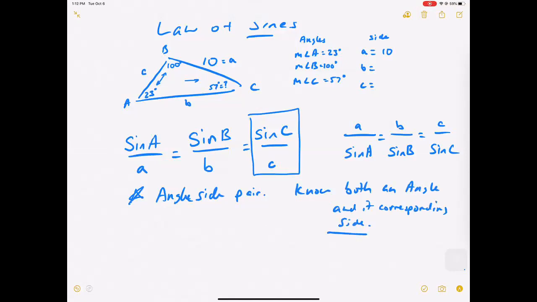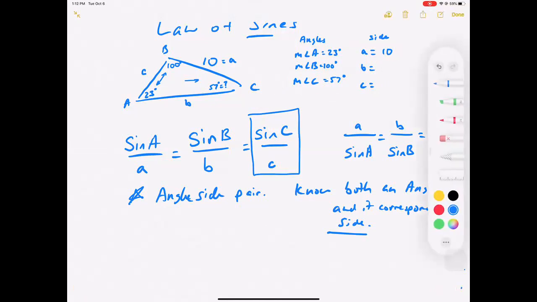So do we know the angle and side for B? No, we're missing the side. Do we know the angle and side for C? No. Do we know the angle and side for A? Yes. So this is one of our main hints. We can use law of sines if you have an angle side pair.